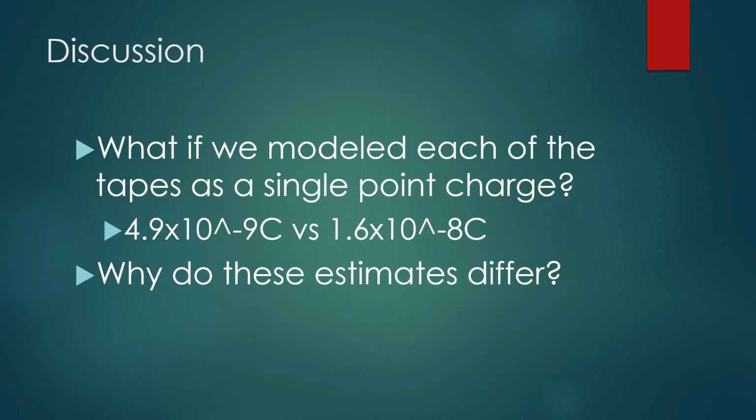So, a bit of discussion. What if we modeled each of the tapes as a single point charge? Well, that was the entire basis of the previous lab. We assumed that each tape was a point charge, and we treated it as such. And we found that the charge in each tape was 4.9 times 10 to the negative ninth coulombs, or 4.9 nanocoulombs. And that is obviously different than the charge we found now. The charge we found now is 1.6 times 10 to the negative eighth coulombs, and that is a whole order of magnitude higher. So why does this differ?